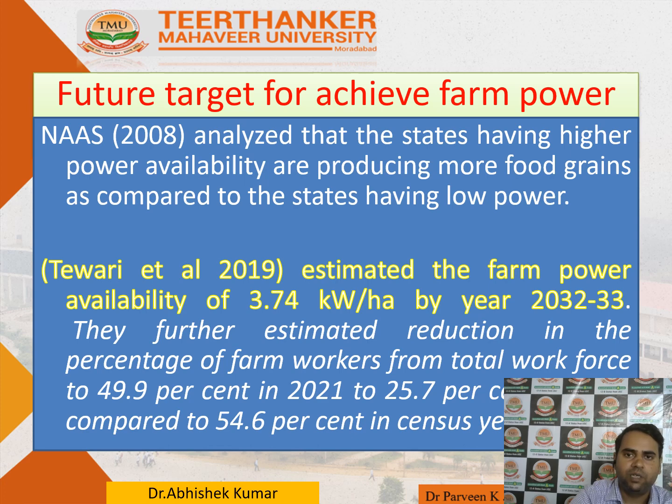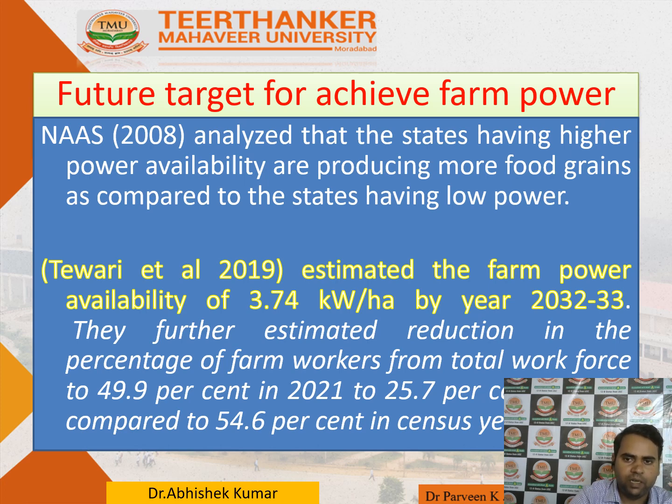And what is the future target for achieving farm power? According to the NAS 2080 paper published, analysis showed that any state having higher power availability is also producing more food grains as compared to a state having lower power.